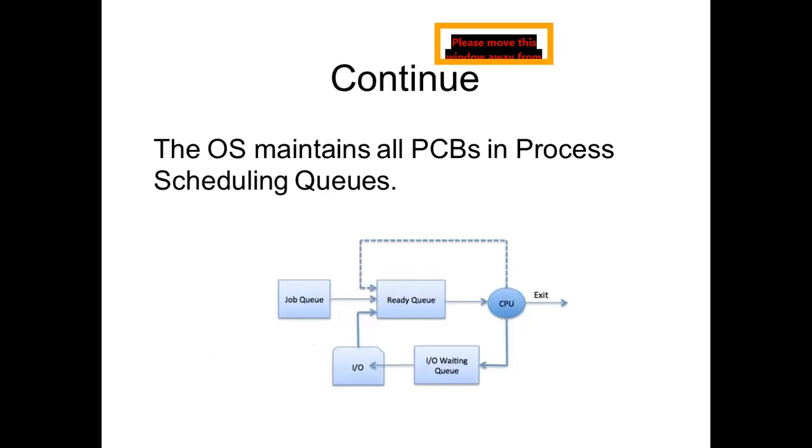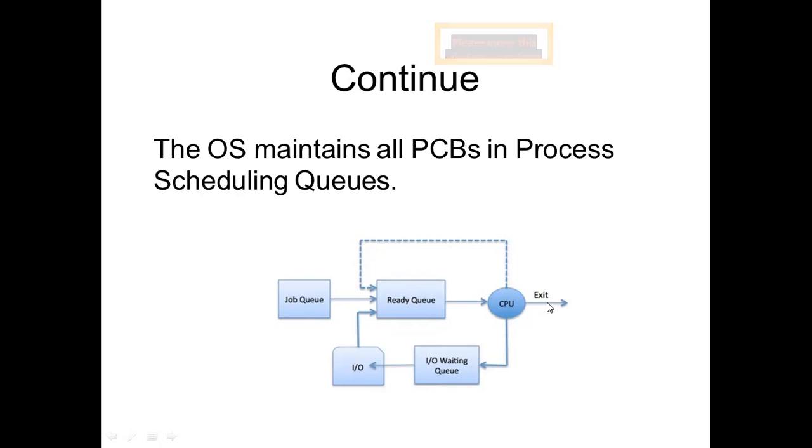Now the OS maintains all PCBs in process scheduling queues. Here you can see the operating system maintaining all process control blocks in process scheduling queues. This is the job queue, then this is the ready queue. From the ready queue it will go to the CPU for processing. The operating system will choose on a first come first serve basis. Here you have the queue, a number of processes waiting, and they will go one by one to the CPU.